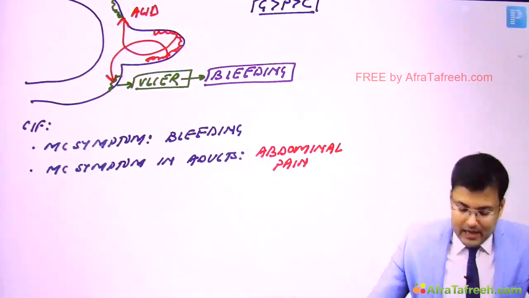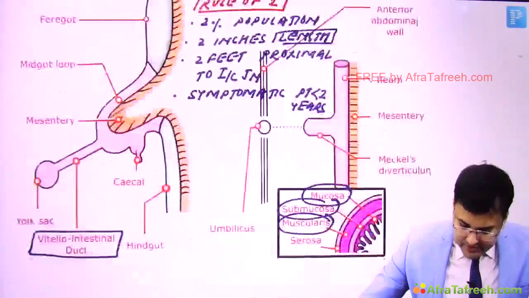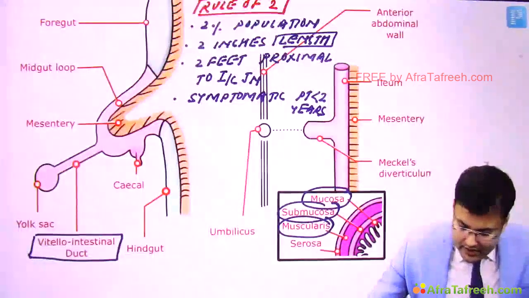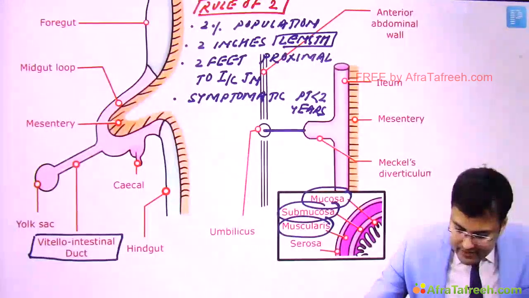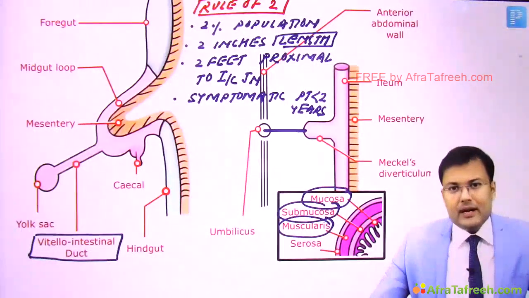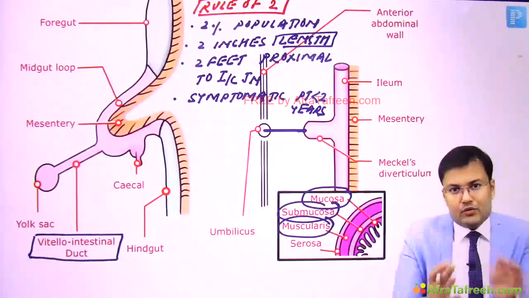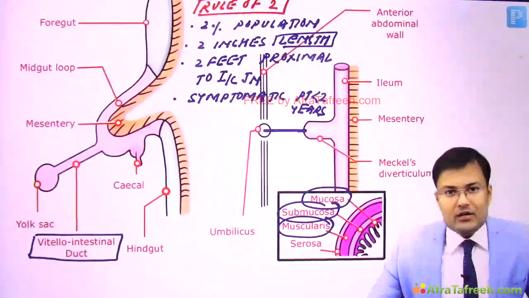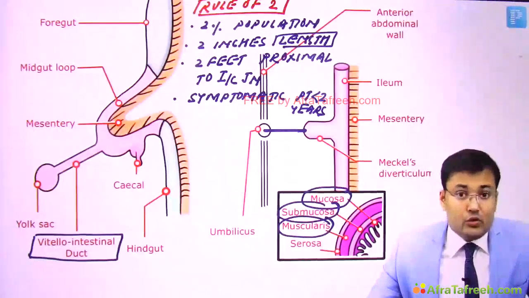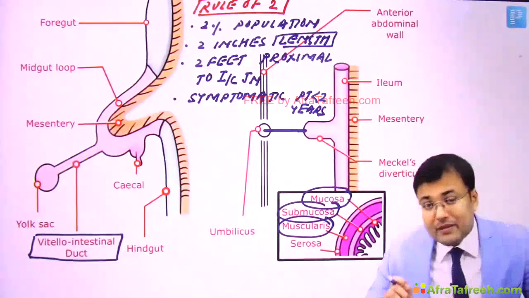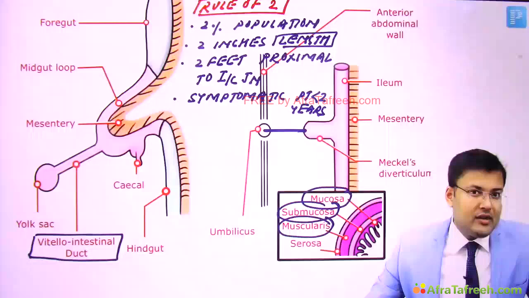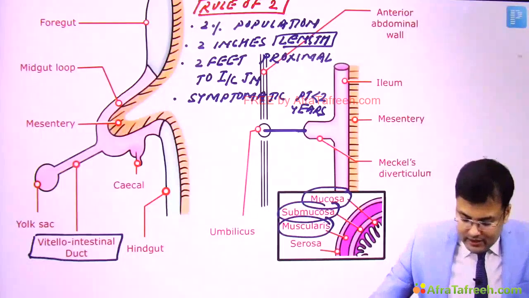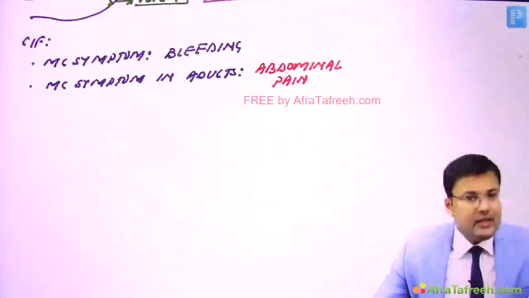And sometimes, if you see this picture, there is a fibrous band with the umbilicus. And if there is a fibrous band, this Meckel's diverticulum is going to twist. So the small bowel is going to twist around this diverticulum, and this midgut is going to twist around the fibrous band, and this is known as midgut volvulus. So whenever there is twisting, it leads to volvulus.